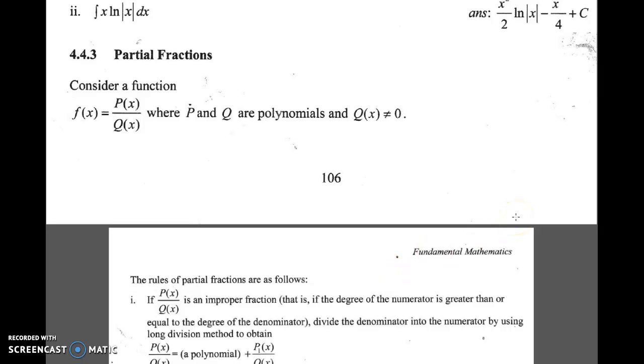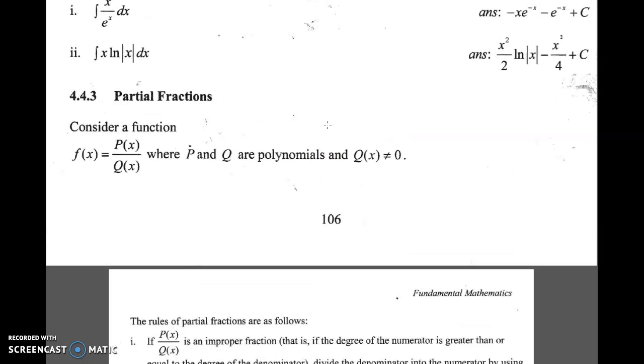Alright guys, in this video let's talk about partial fractions. Partial fractions is not really an integration technique. We don't integrate using partial fractions, but partial fractions is a step that can be considered as a preliminary step before we conduct integrations.